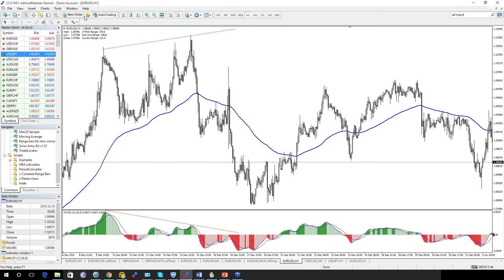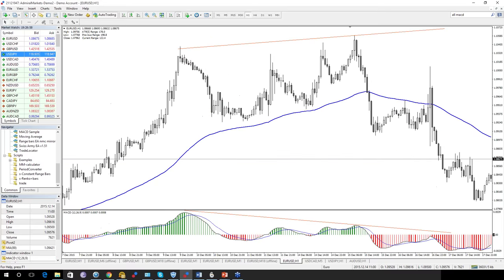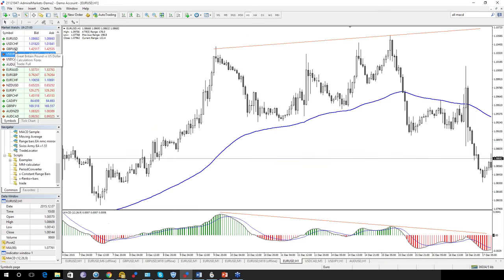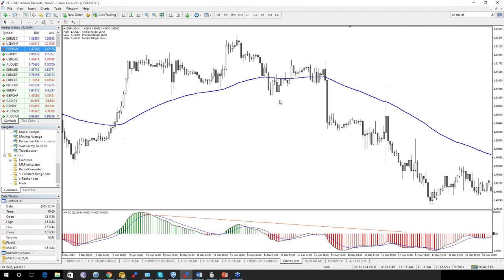Where is our confirmation? Here. Here it is. Look at this. Bang, down. Another run. But let's find another pair. This is getting boring indeed. Let's find another pair. Euro dollar is okay, guys. Same here, same price action. Similar price action. Look at this. You see how easy it is to spot it. You don't need indicators for this.